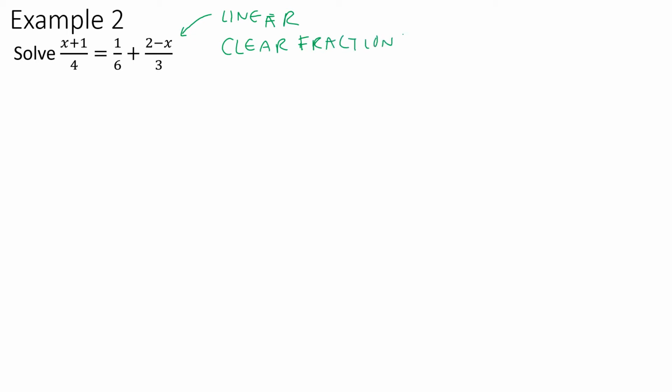The reason I'm clearing fractions is because I don't like the 4, 6, and 3 in the denominators. This would be much more simple and straightforward to solve if they were not there. So we're going to clear fractions to get rid of them. And here's how. I take the LCD of 4, 6, and 3, which is 12, and I multiply every term by 12 or 12 over 1, same thing.